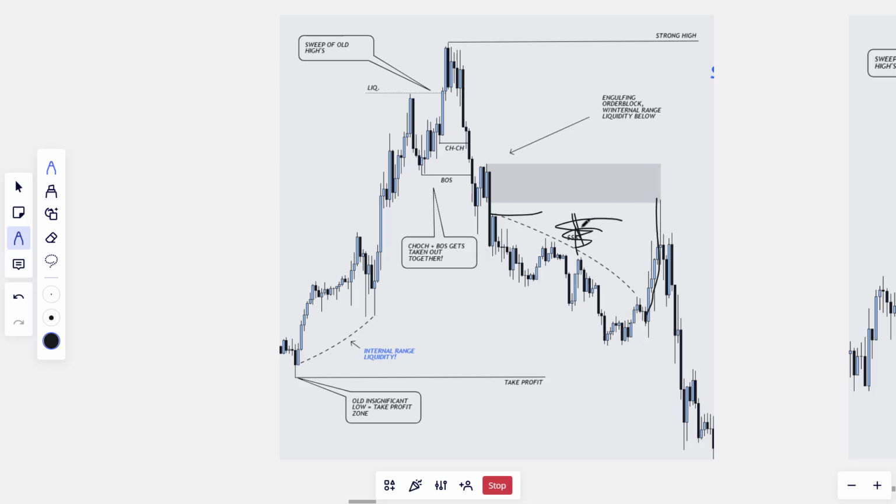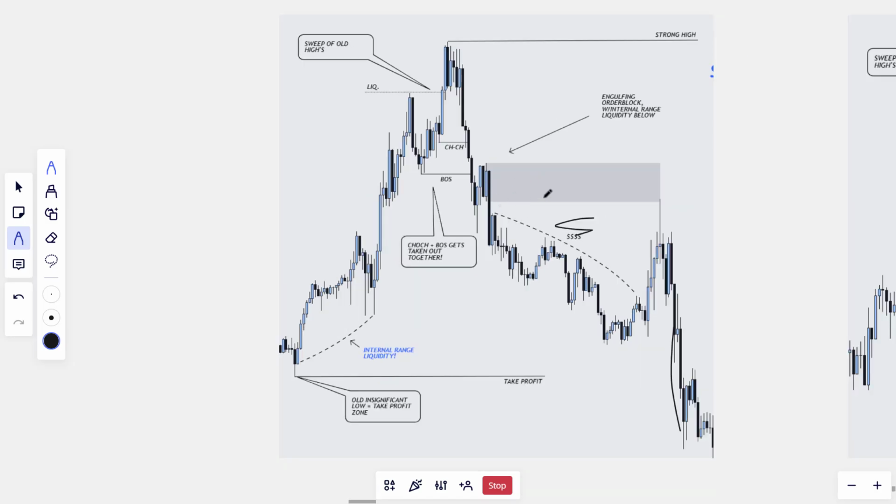So price came back up, cleared the internal range liquidity, tapped into our proper order block to then push price higher. So this right here is a proper order block. There's a fair value gap right here and internal range liquidity. Let's look at another chart.